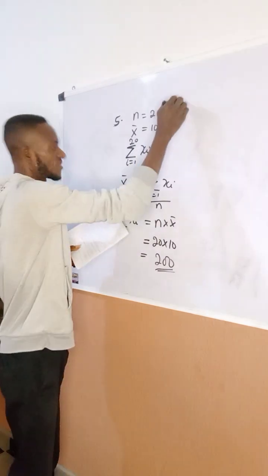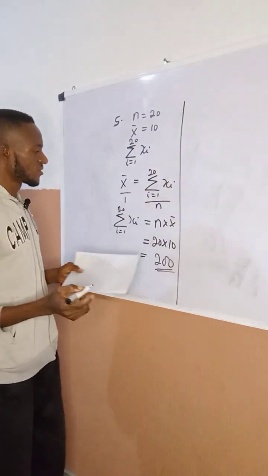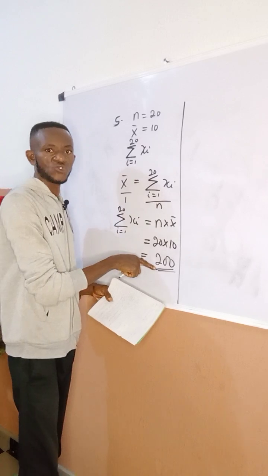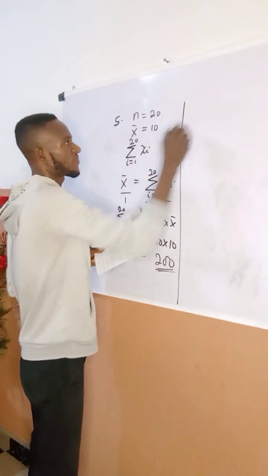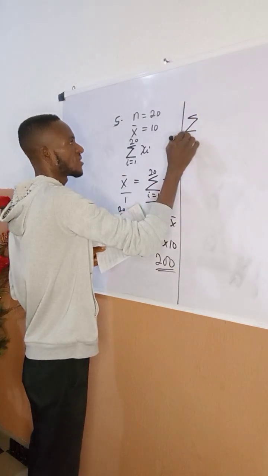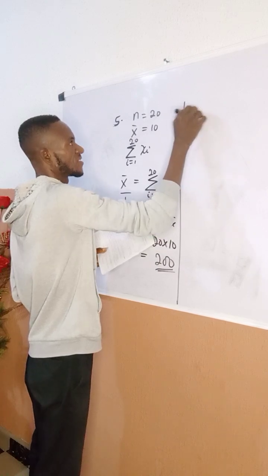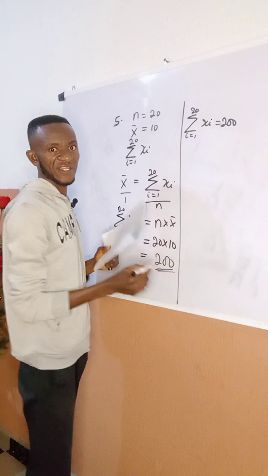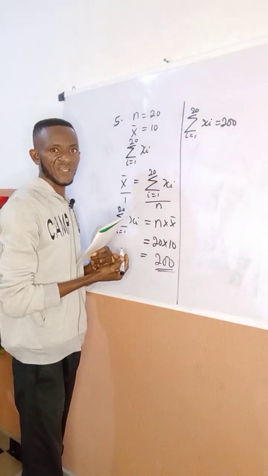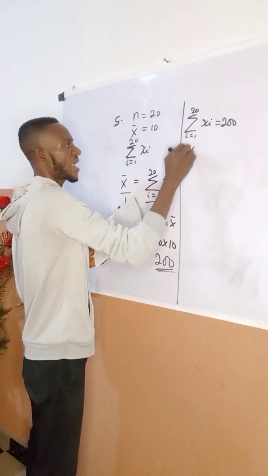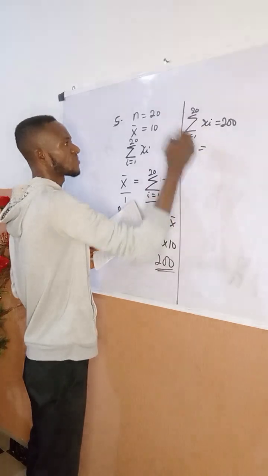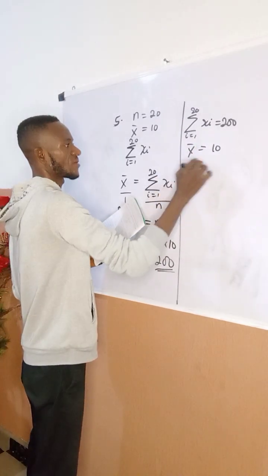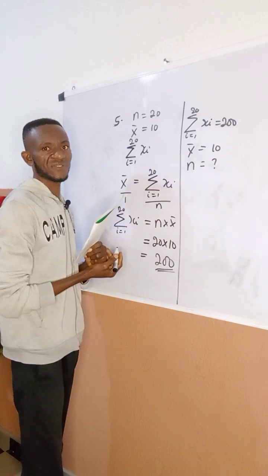For instance, now you sitting down in an exam and you being told that the sum of 20 observations is 200. Then you quickly report for yourself that summation i running from 1 to 20 of x_i is given as 200. That is the information you are given. And you are told that the mean x bar of those 20 observations is 10, and you are asked to find n, which is the number of observations.